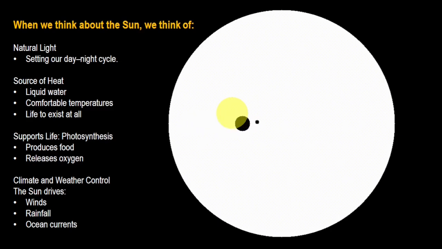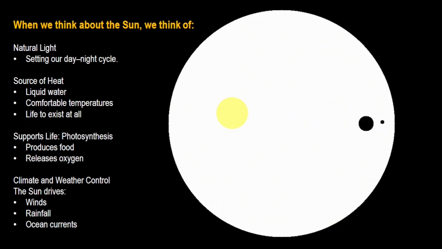It also makes the temperature of our environment comfortable, not too cold and not too hot. The heat from the sun is very important for the existence of life on Earth. If not for the heat, we would not be here on this planet. Number three, the sun is important because it supports life.